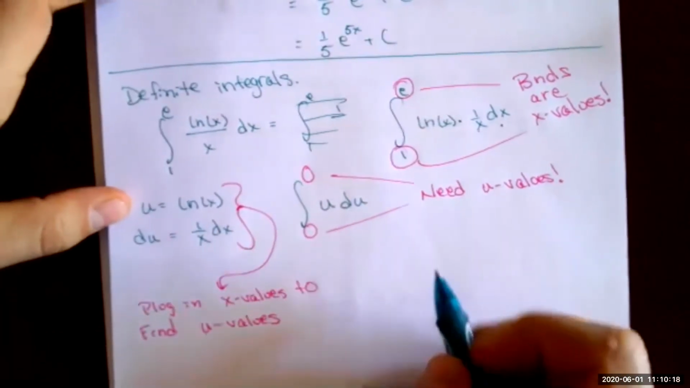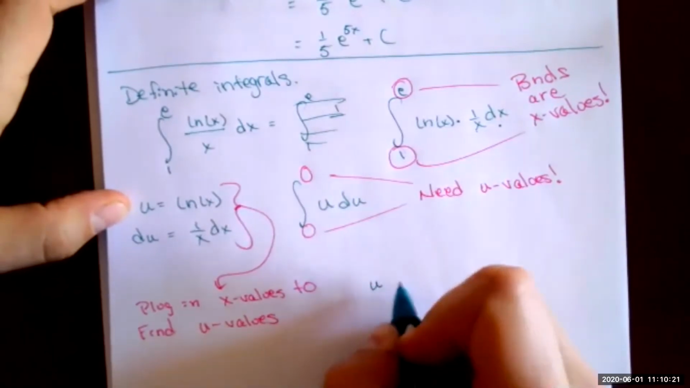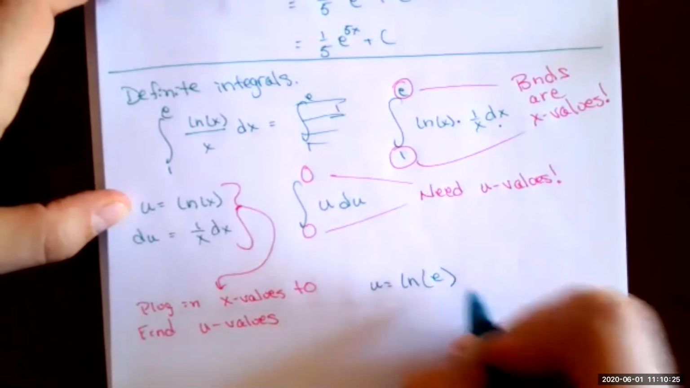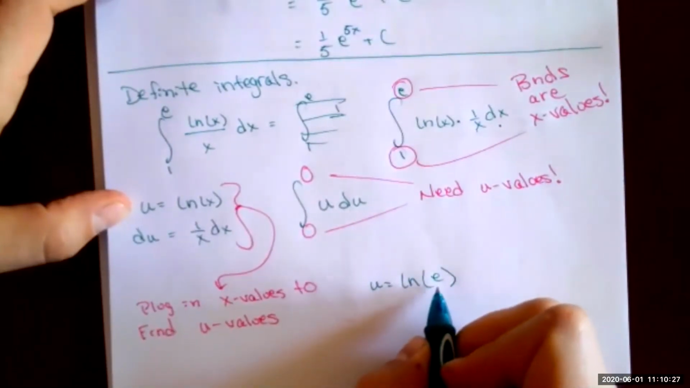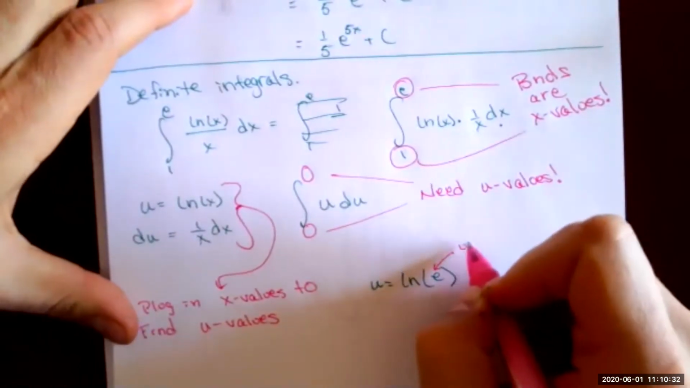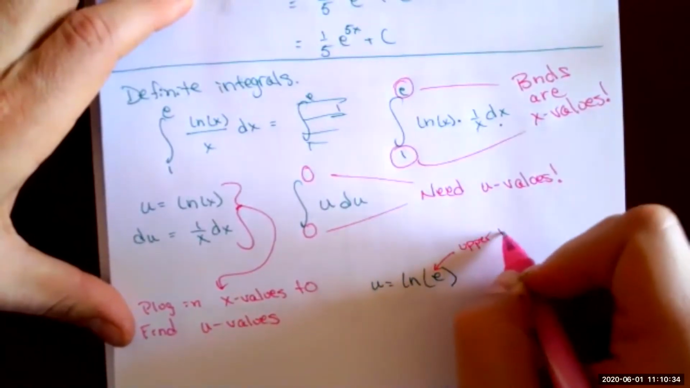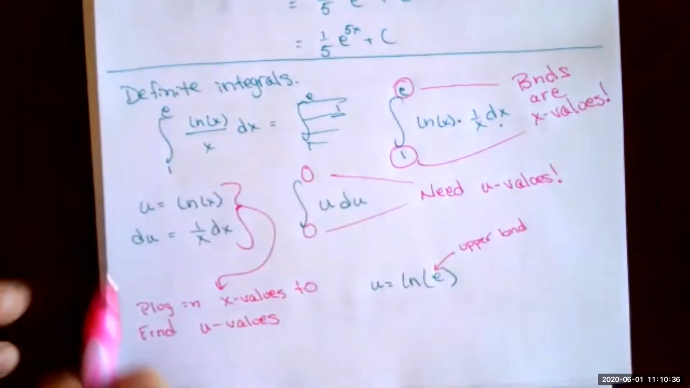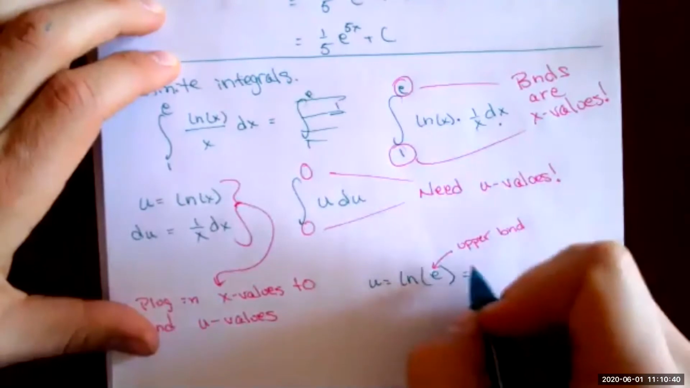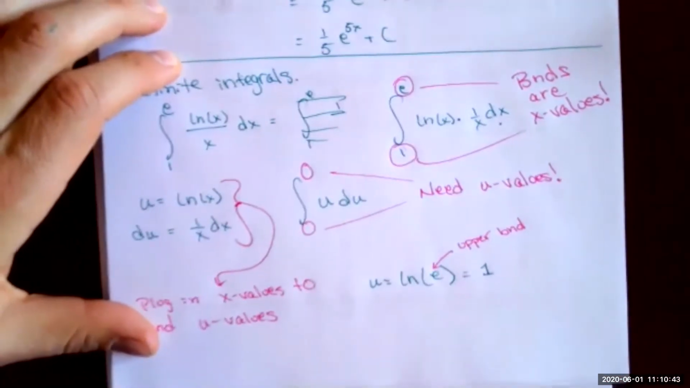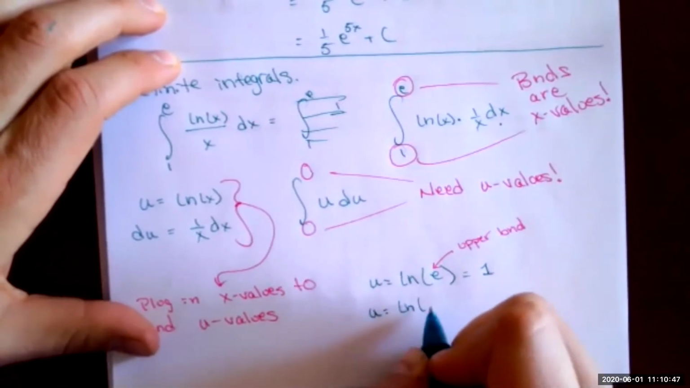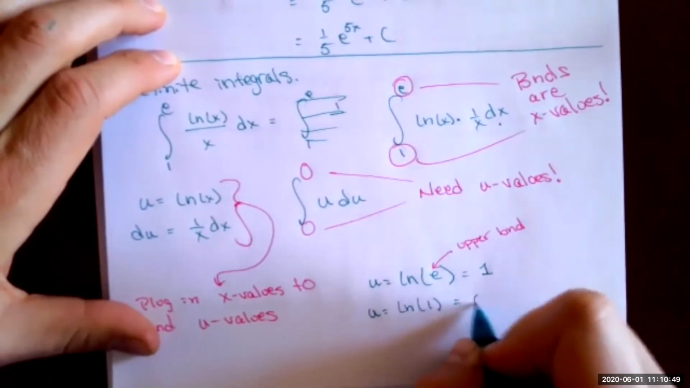So what we want to do is, well, u is equal to natural log of e. So this is just the upper bound for x. And so what do we get? What's the natural log of e? Just 1. And likewise, we get u is natural log of 1, and that's going to give me 0.